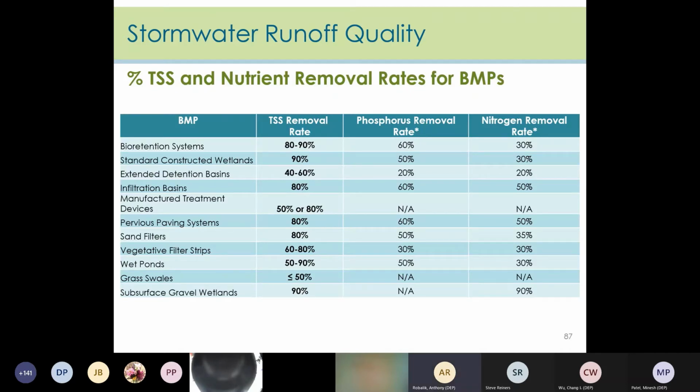In addition to the TSS removal rates, there are phosphorus and nitrogen removal rates associated with almost every BMP in the manual. This information is in Chapter 4, which is currently being updated.